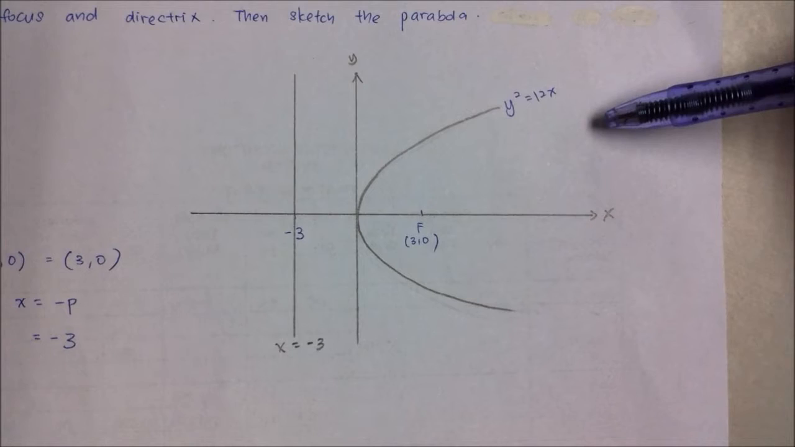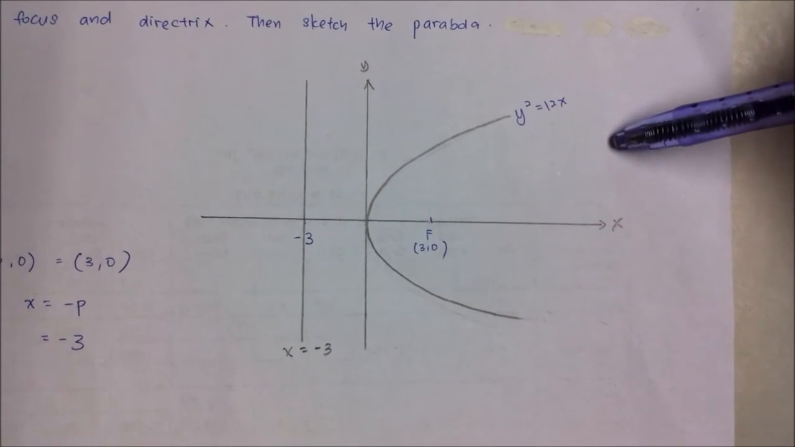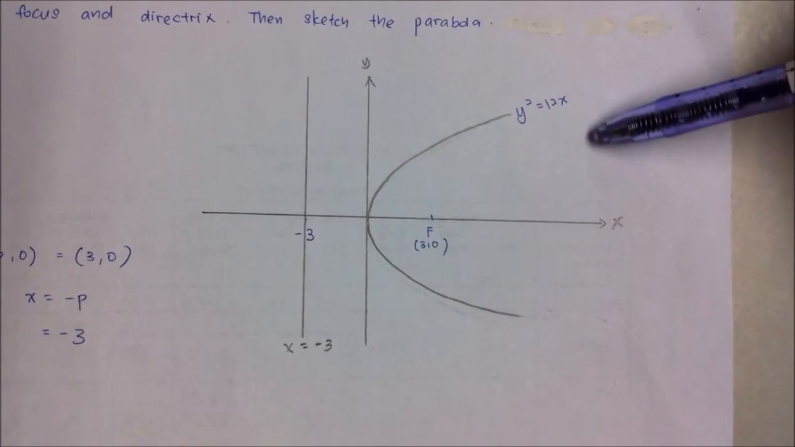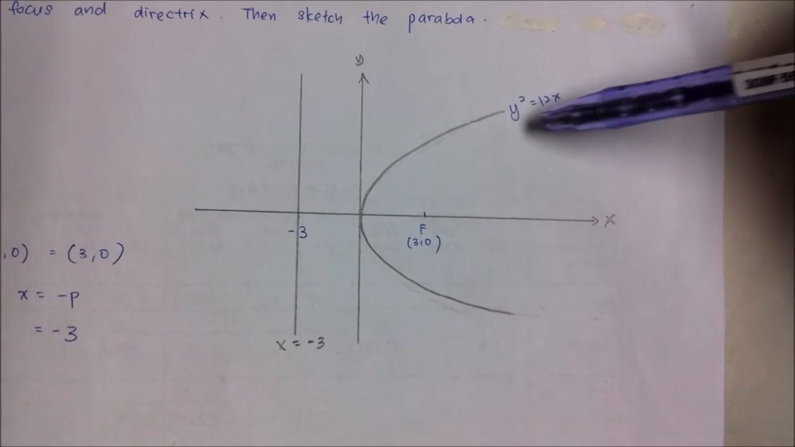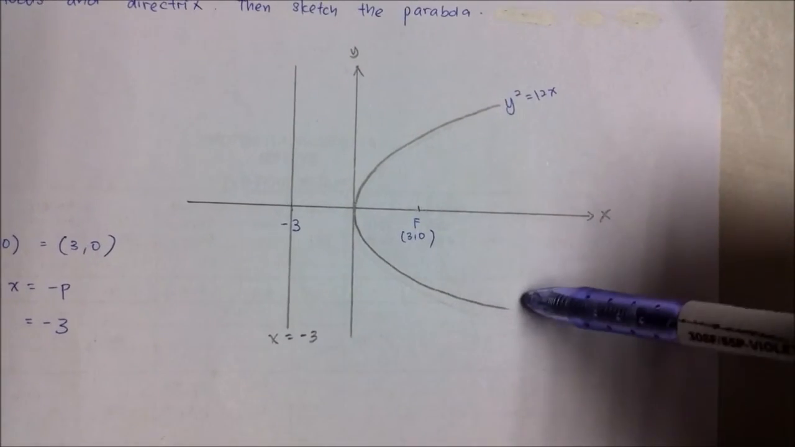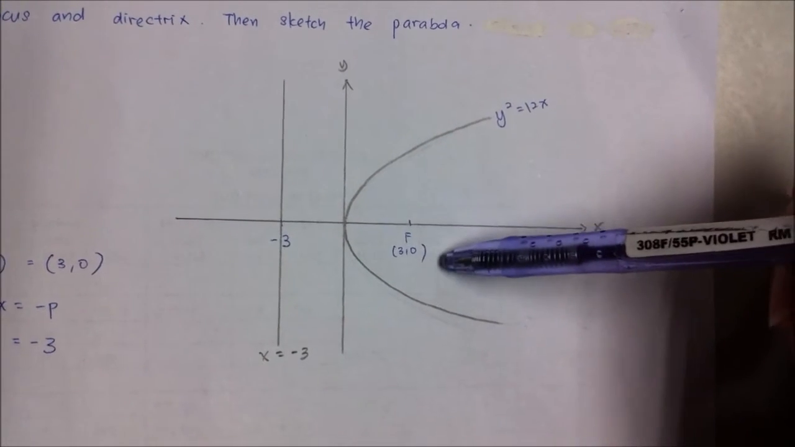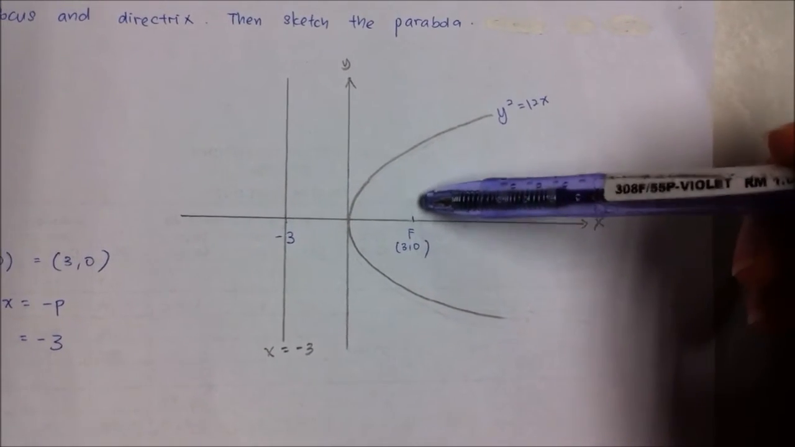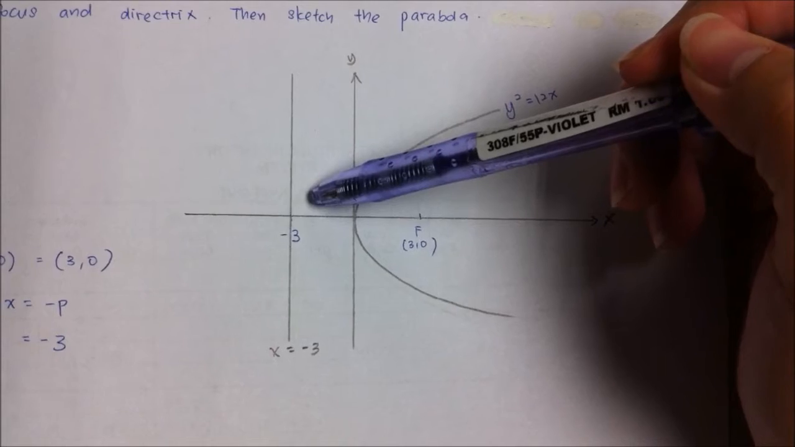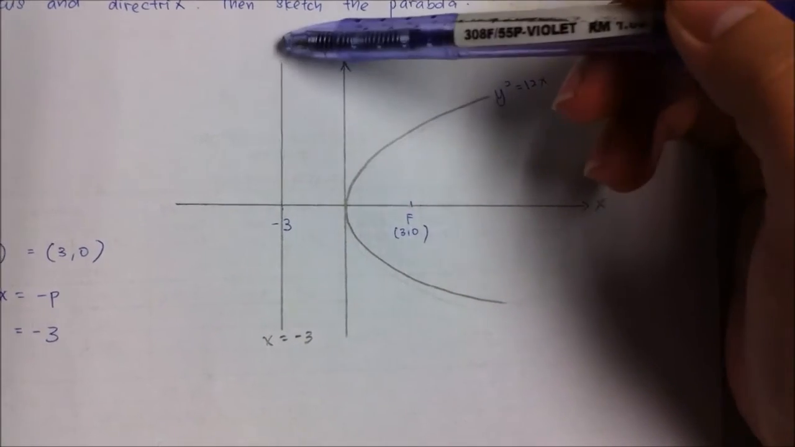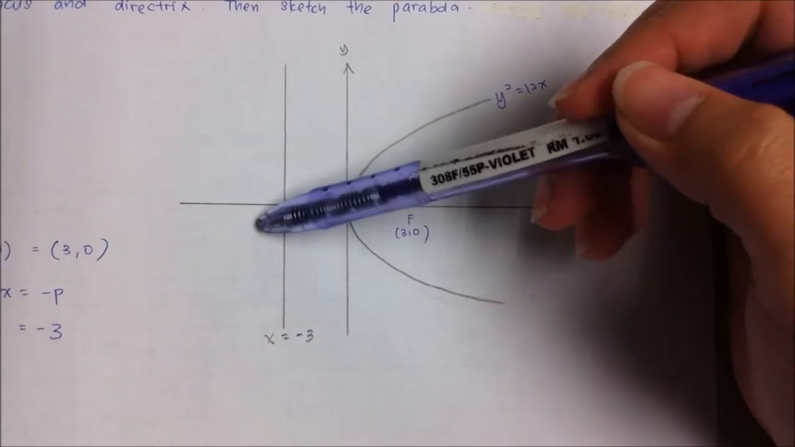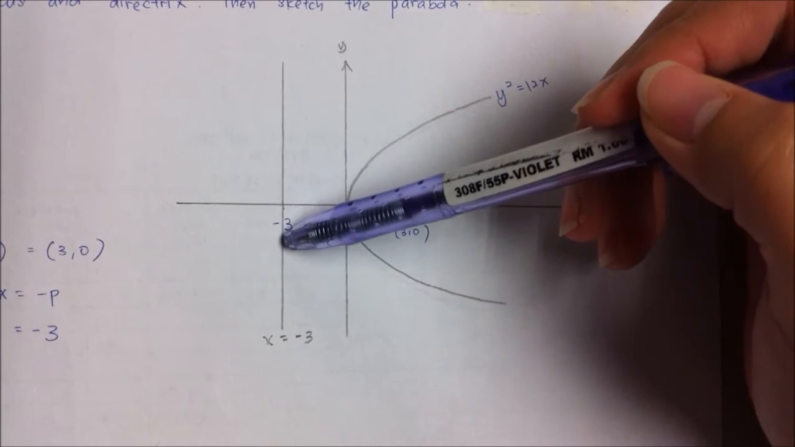And now we need to sketch the parabola. Since we know that the question is y squared equals 12x, the graph will be in this way. And then we mark the focus, which is (3, 0). And the directrix is directly opposite of the focus, and we draw one straight line at x equals negative 3.